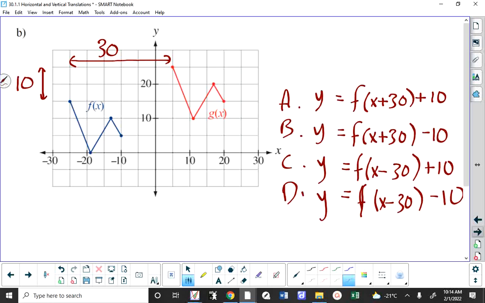And since the original function is shifted 30 to the right, that tells me that it is neither A nor B, because x minus 30 tells me h is positive 30, which means it shifts to the right. Capisce on that? It's Italian for, do you understand? Okay. Since the original function is lower than the new function, the original function must be shifted up 10, which means k is 10, so the correct answer would be C.